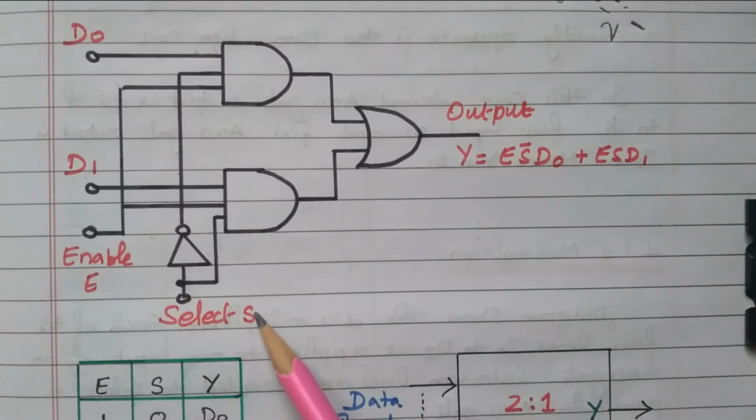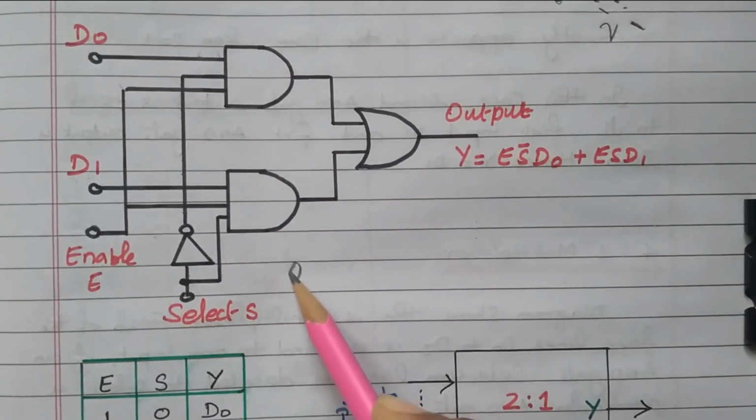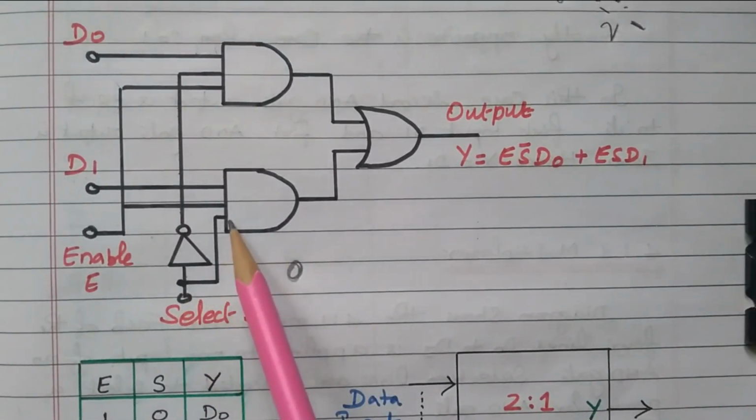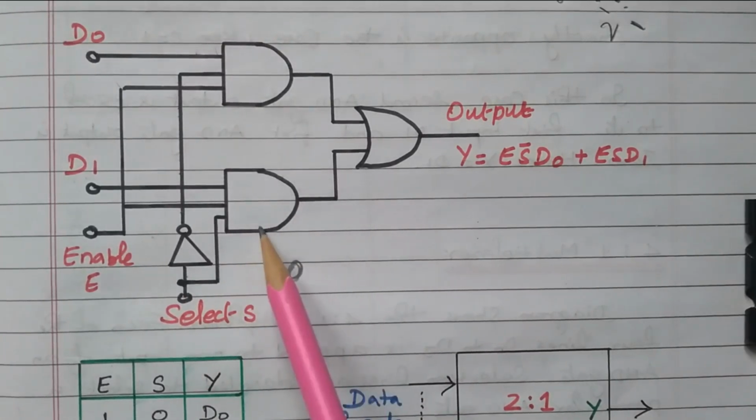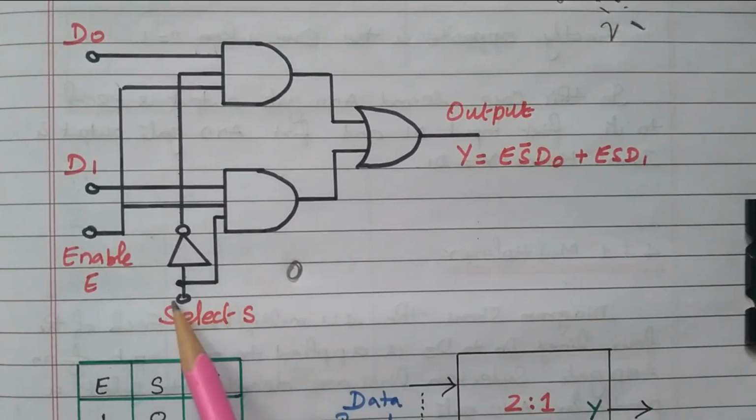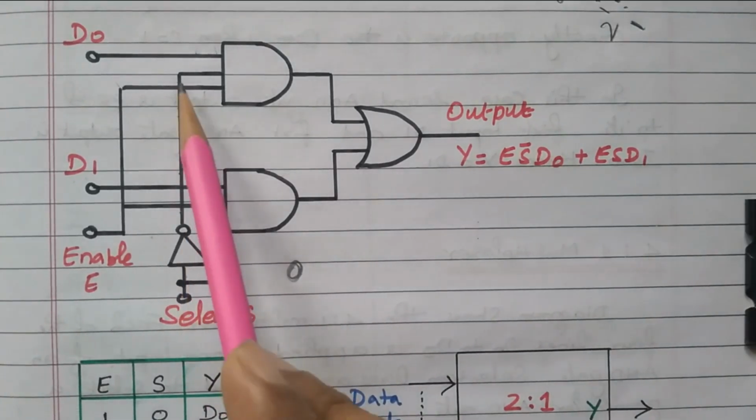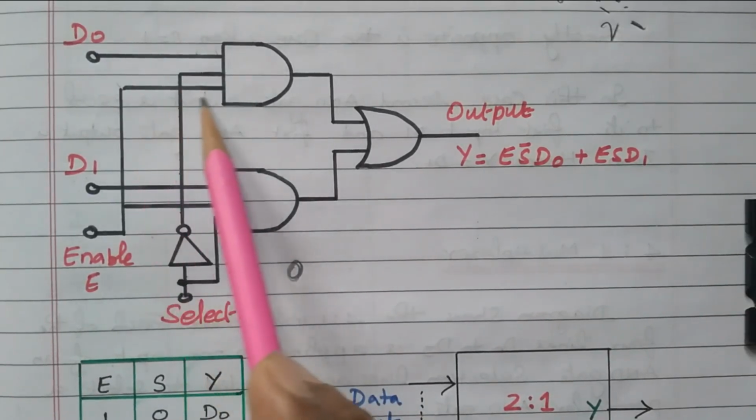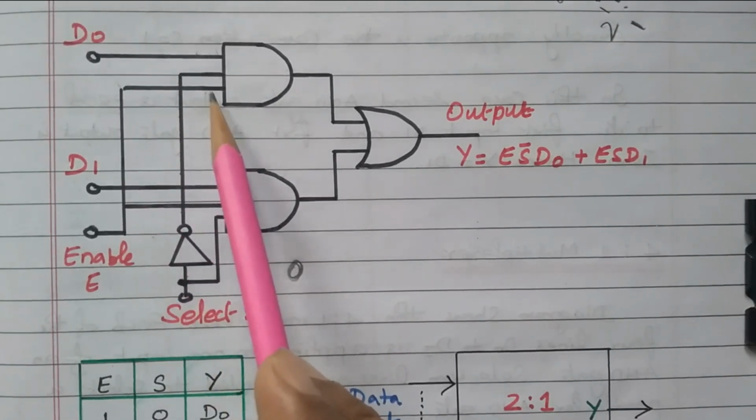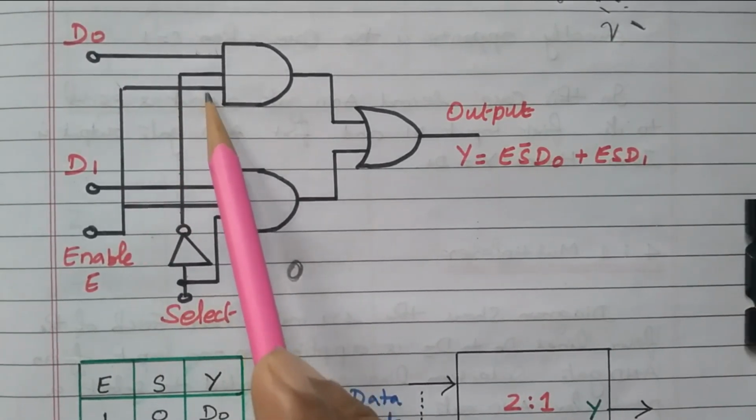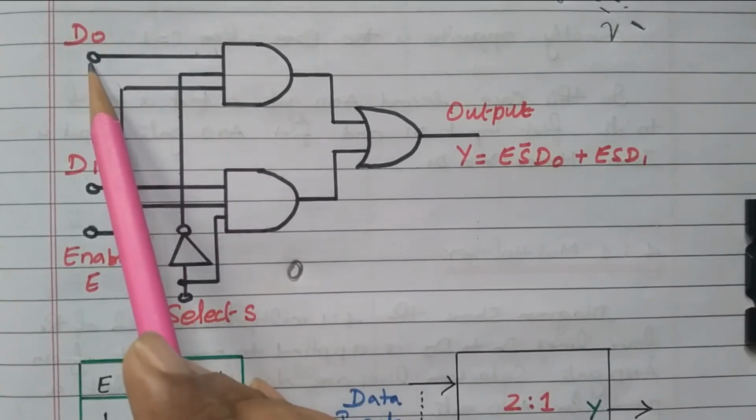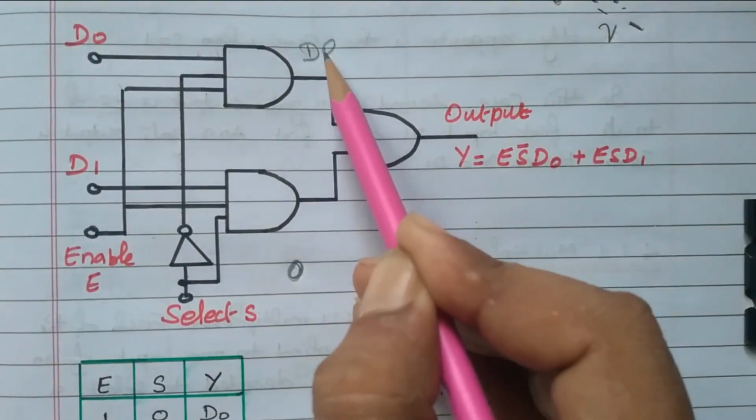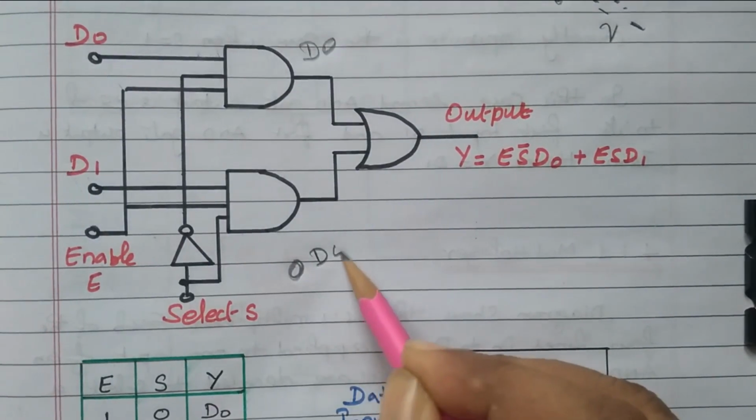Now we'll see the selection line. Suppose the selection line is 0, what will happen? The 0 is given to the second AND gate, so the output of that gate is 0. If any one input is 0, the total output will be 0. Here the 0 is converted into 1 by the NOT gate that is given to the first AND gate. So the select input is 1. Enable is already 1, right? So inputs 2 and 3 are 1. So if D0 is either 0 or 1, that D0 will be available at the output, right? For a selection line of 0, the output will be D0, right?